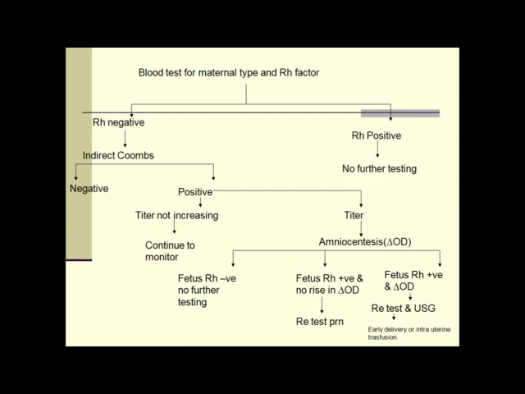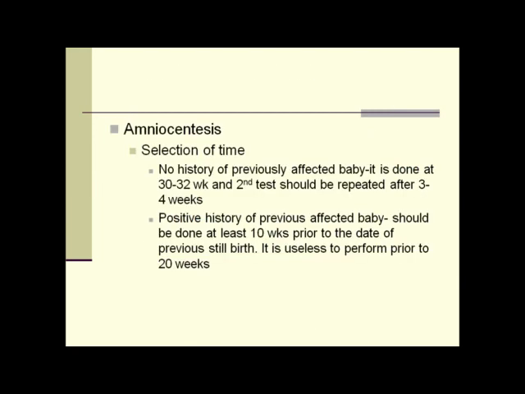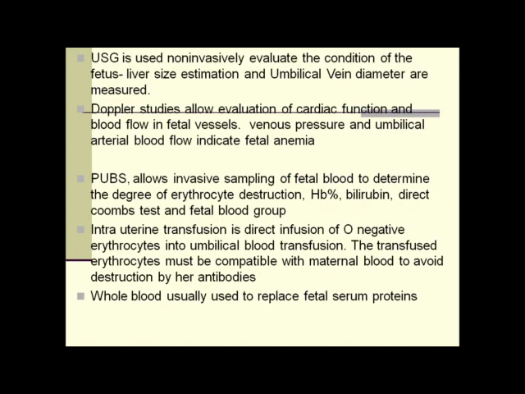This is the chart of a patient who has Rh negative blood. Amniocentesis, selection of time. No history of previously affected baby: it is done at 32 weeks and the second test should be repeated after 3 to 4 weeks. Positive history of previous affected baby: it should be done at least 10 weeks prior to the date of previous childbirth. It is useless to perform prior to 20 weeks.